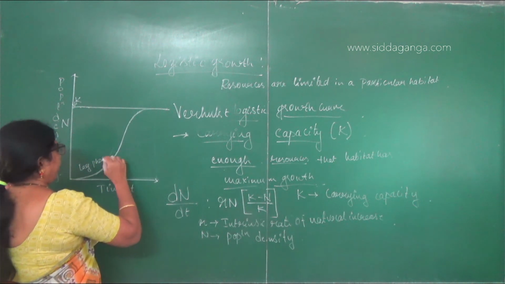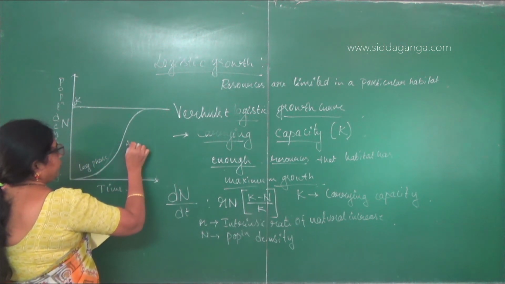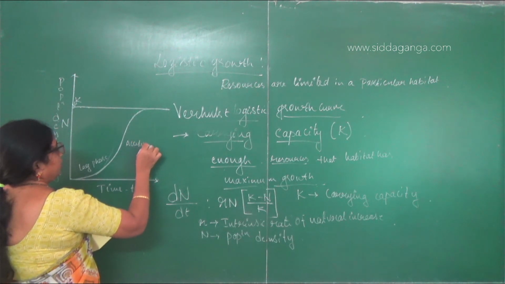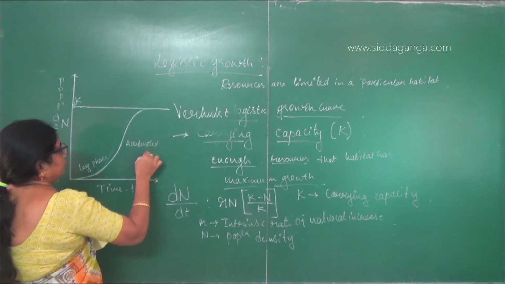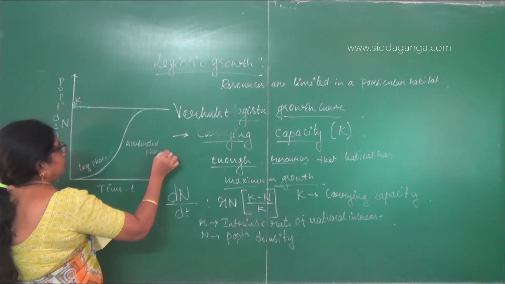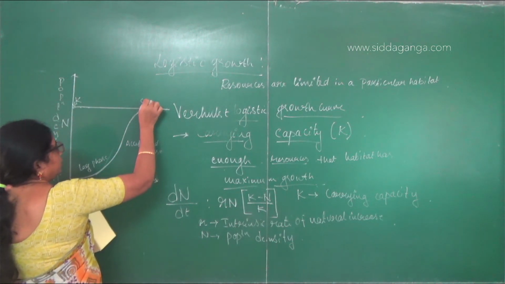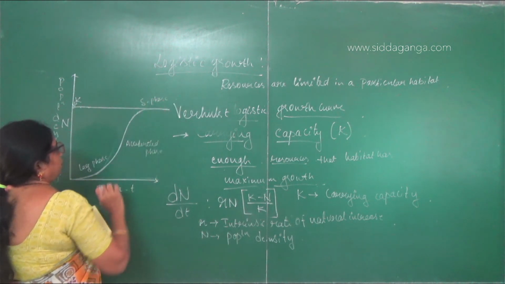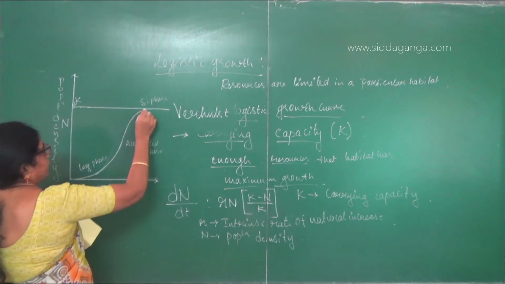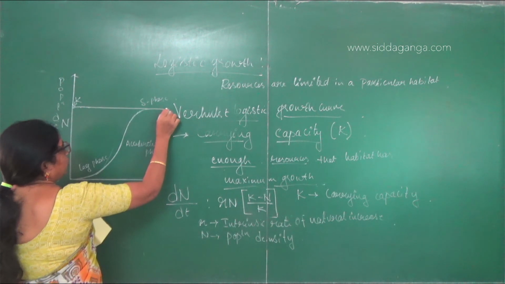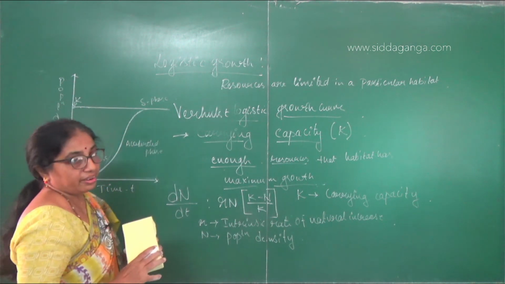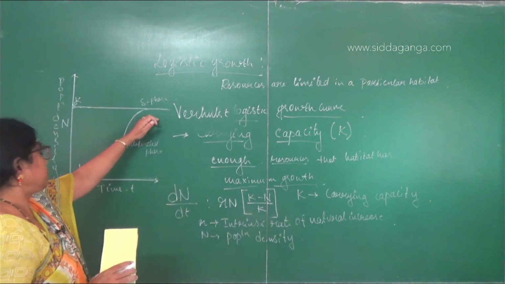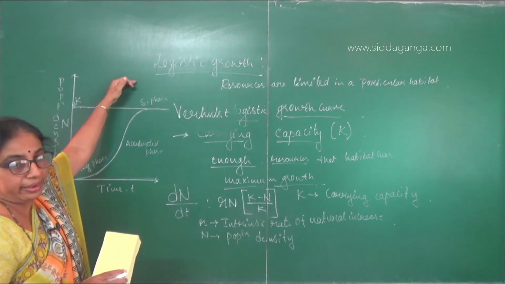So lag phase, accelerated phase, and S phase or senescent phase, it is also called as S phase. Senescent phase, it is also called as, and reaches a state of equilibrium. And the population size cannot go beyond this carrying capacity.